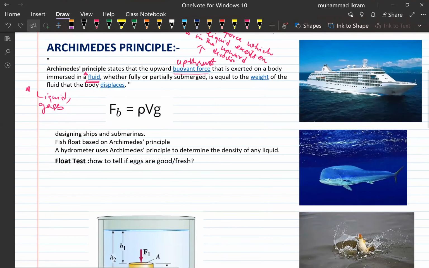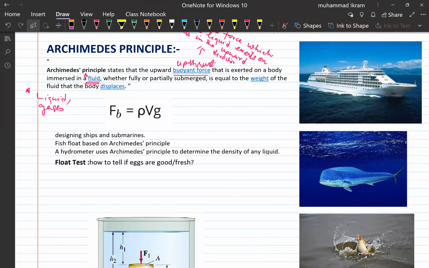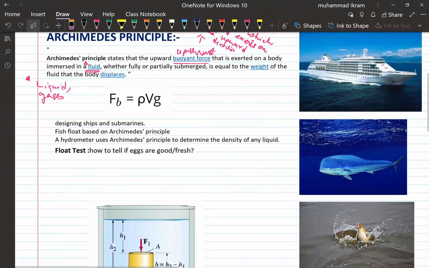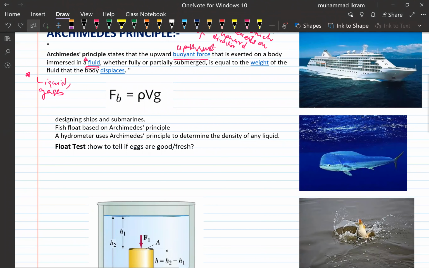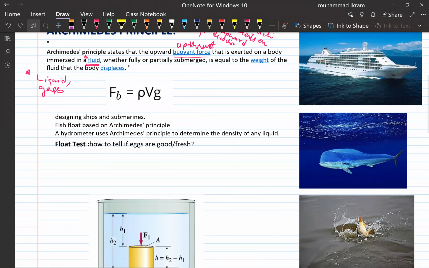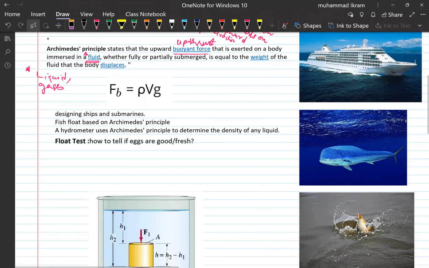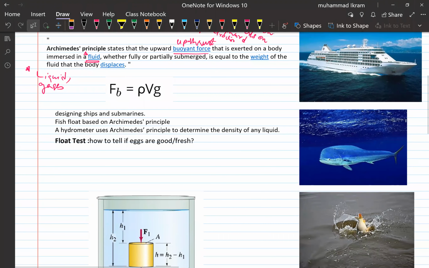This Archimedes principle makes it possible for ships to float on the surface of the water, for submarines to rise and sink in the water, for fish to float deep inside the water and rise to the surface. These are all based on the Archimedes principle. The device known as the hydrometer, used to measure the density of a liquid, works on the Archimedes principle. Another important thing is the float test: even common people who don't know anything about the Archimedes principle can easily tell whether eggs are fresh or rotten.